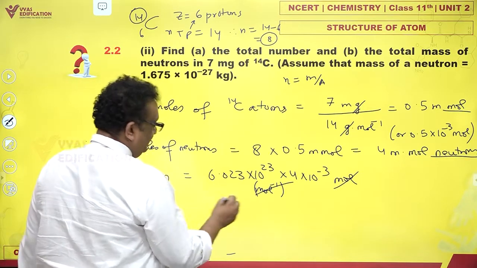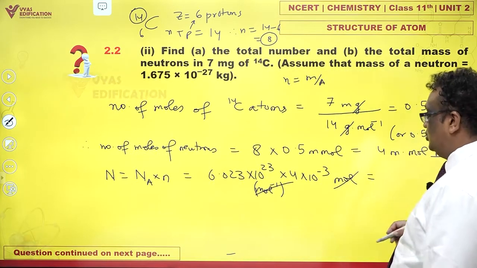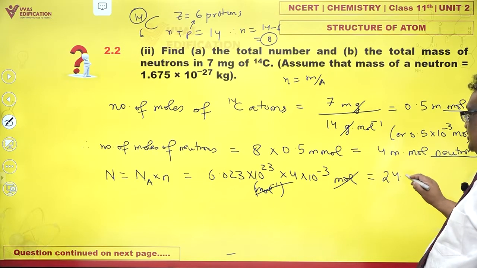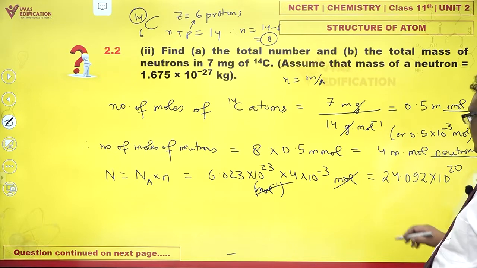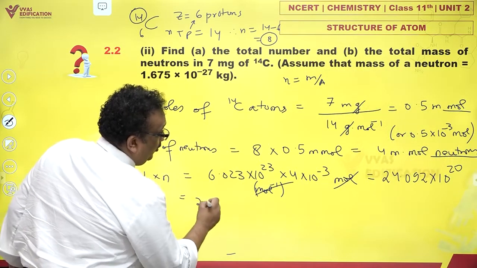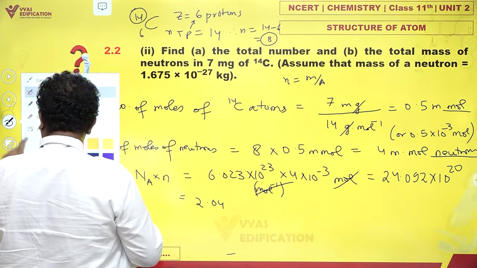How much do I get? Well, let's multiply by 4. So 23 4s are 92. So 24.092 into 10 raised to 20. Or I could say this would be 2.4.